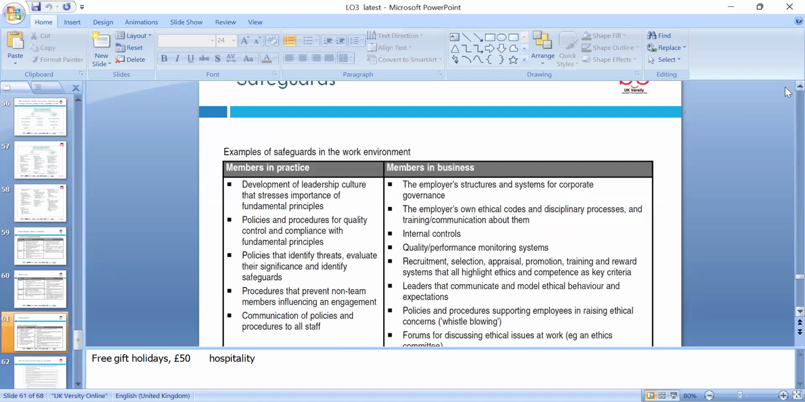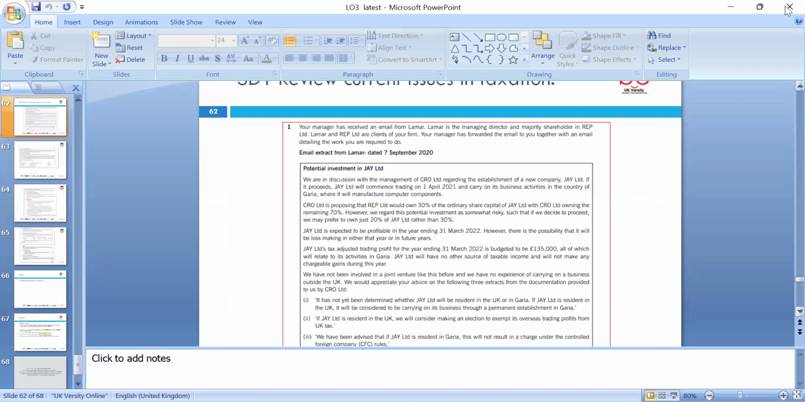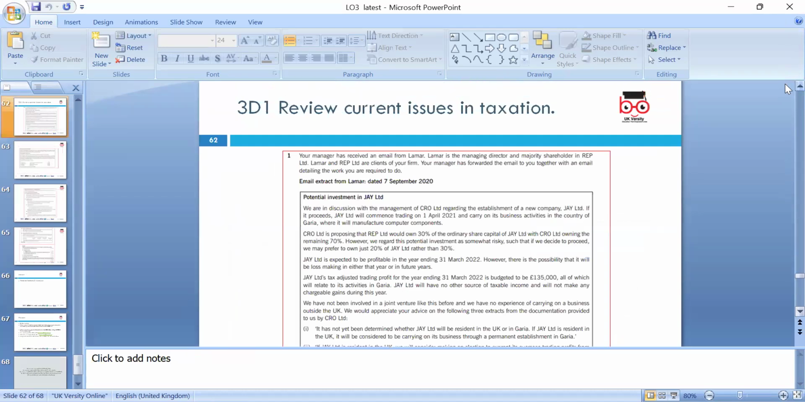So members in practice or members in business, we all have to follow these ethics, safeguards, and a working environment needs to be in place. Okay, then if you want to work toward the distinction criteria, we can add any examples of your choice.